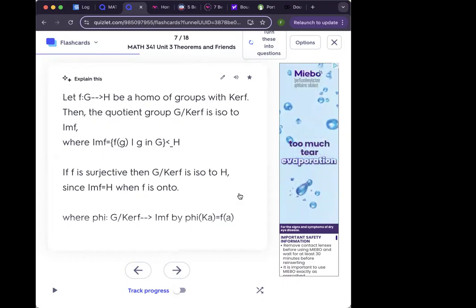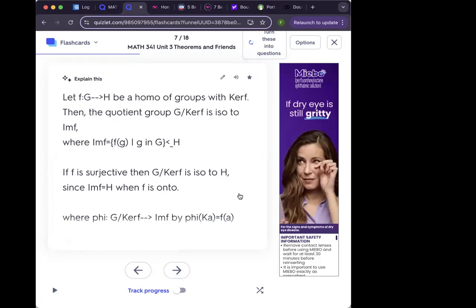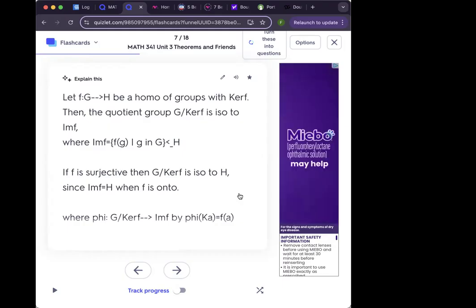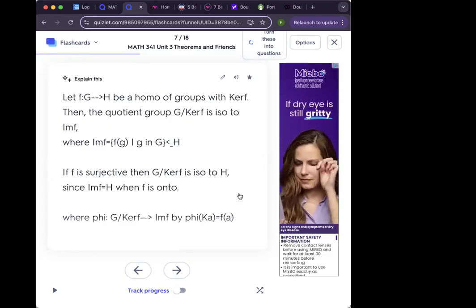To continue here, you're going to have the quotient group G mod kernel of F being isomorphic to the image of F, always, if you have a homomorphism. But if F is surjective, then G mod kernel of F is isomorphic to H, because when F is surjective, then the image of F will equal H.